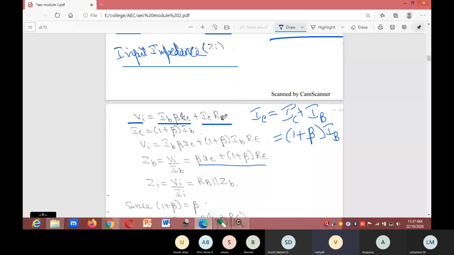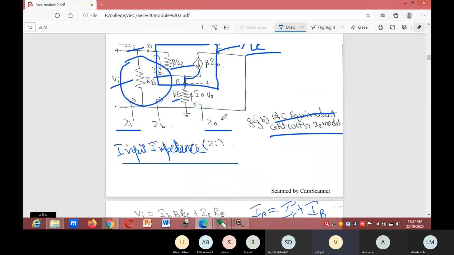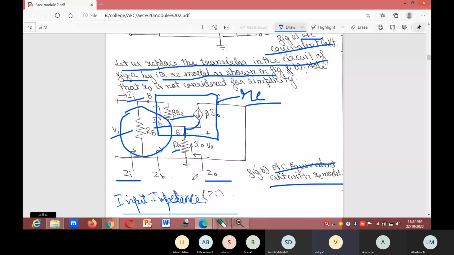While drawing the re model, that is the AC equivalent circuit with re model, you need to observe the connections, where each is connected. For the base, RB is connected; for the emitter, RE is connected. Between base and emitter we will add the re model.